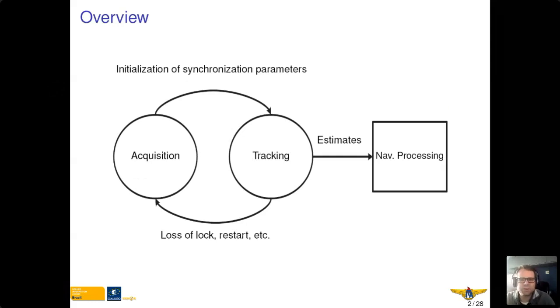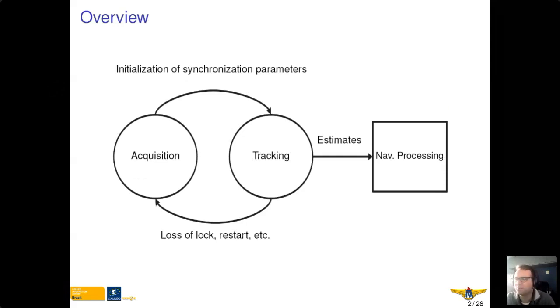With the acquisition, we need to do two things. We need to initialize the parameters, and we need to detect which satellite is present, which one we can receive, because we are at some place on the Earth. There are about 30 satellites on their orbits around the Earth, and we don't know where we are, right?